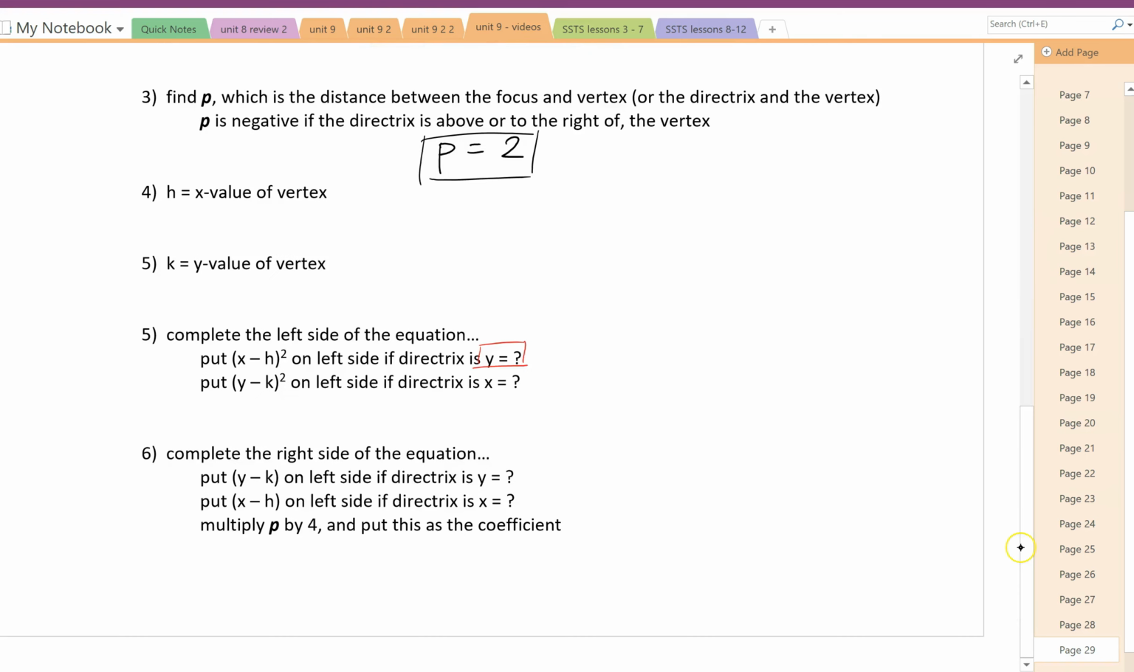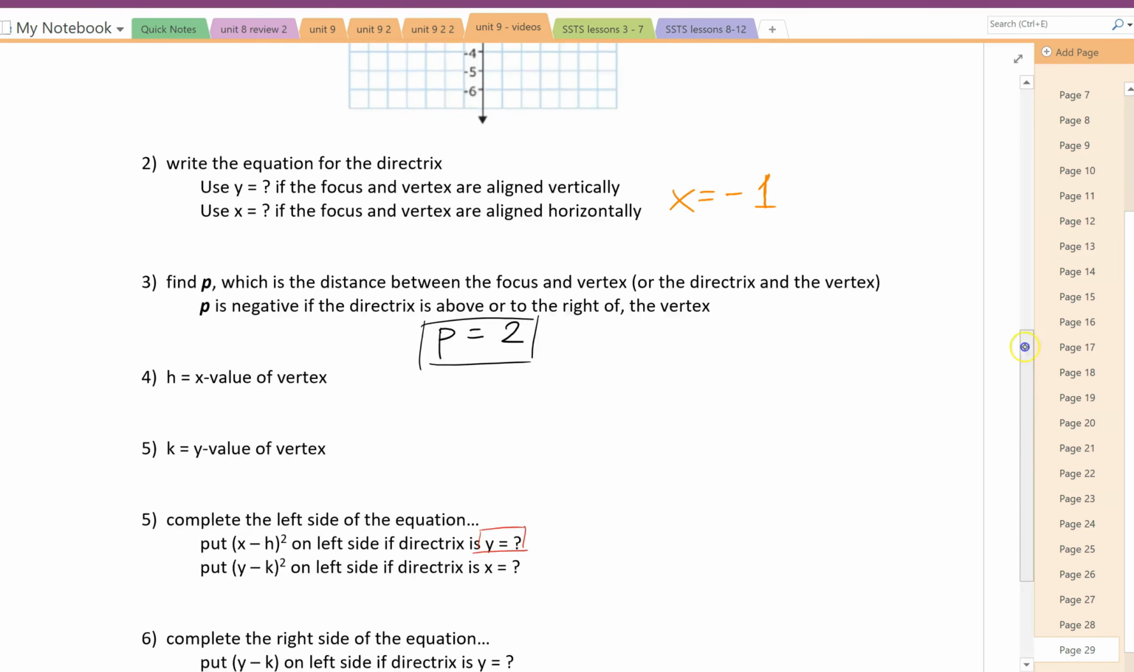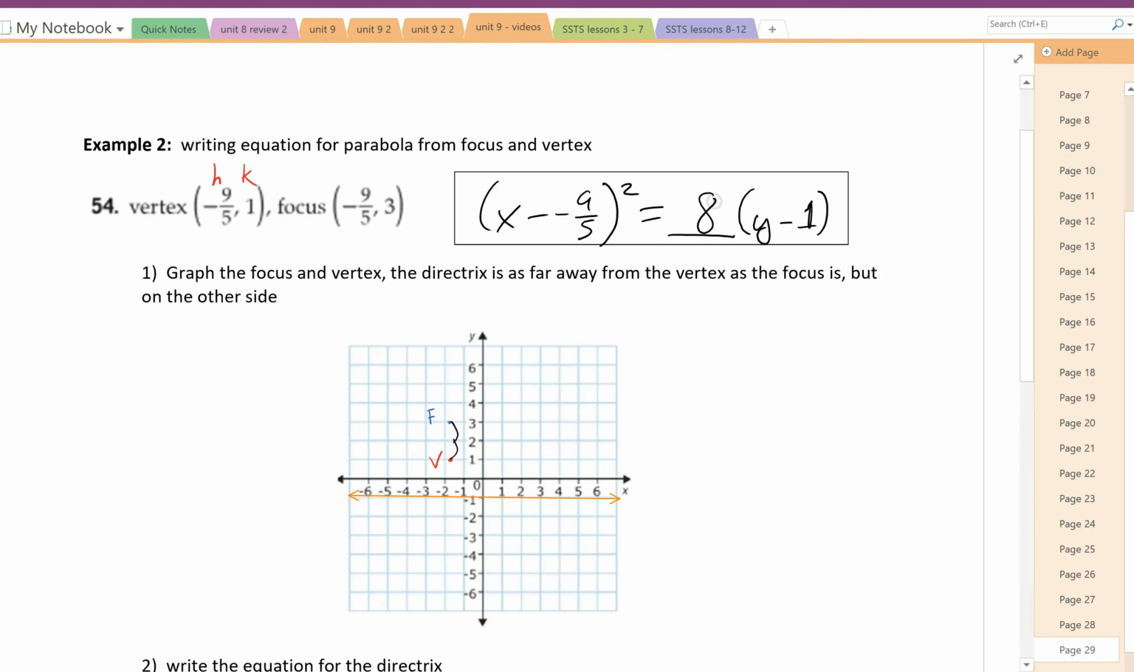And then the last part is to multiply p by 4. P was 2. And 2 times 4 is 8, so that's going to be the number that goes out in front right here. I could leave it like this, but it looks kind of sloppy to have 2 negative signs right next to each other. I know that if I have 2 negative signs in a row, they become a positive sign. And so the equation for this parabola, given this information here, would be x plus 9/5 squared equals 8 times y minus 1. And the parabola, since the focus is above, would look something like this.